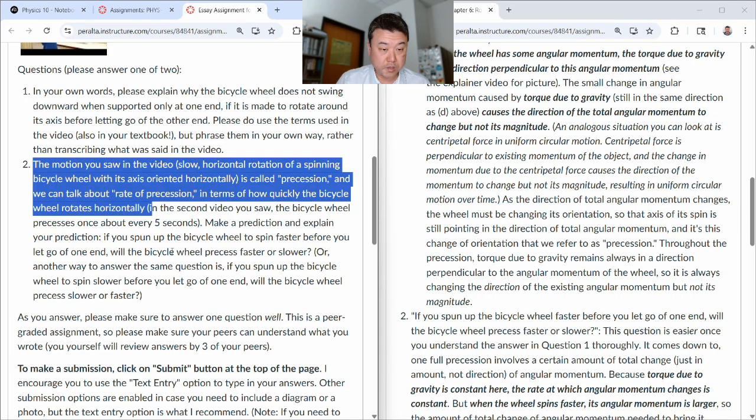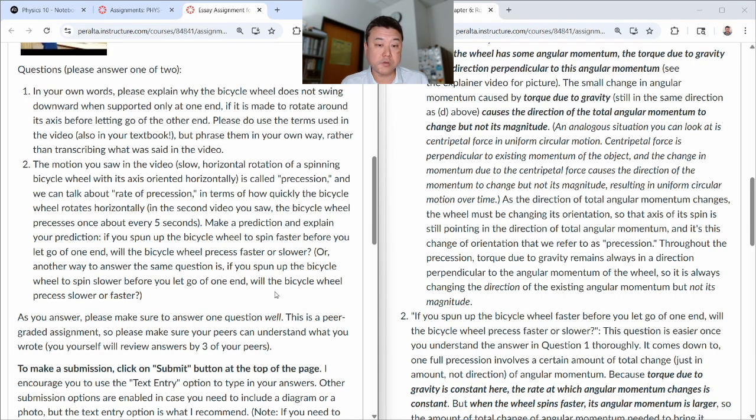The motion you saw in the video, slow horizontal rotation of a spinning bicycle wheel with its axis oriented horizontally, is called precession. And we can talk about rate of precession in terms of how quickly the bicycle wheel rotates horizontally. In the second video you saw, the bicycle wheel precesses once about every 5 seconds. Make a prediction and explain your prediction.